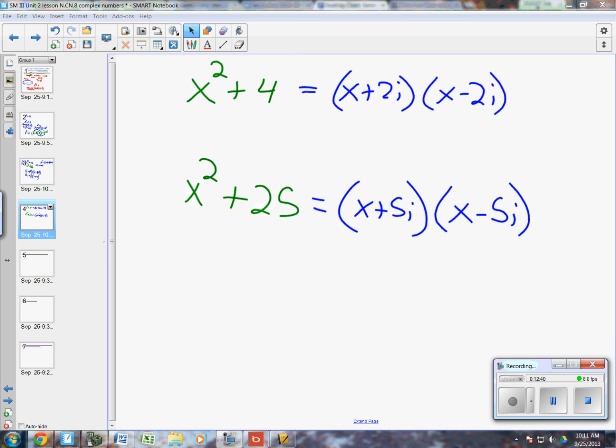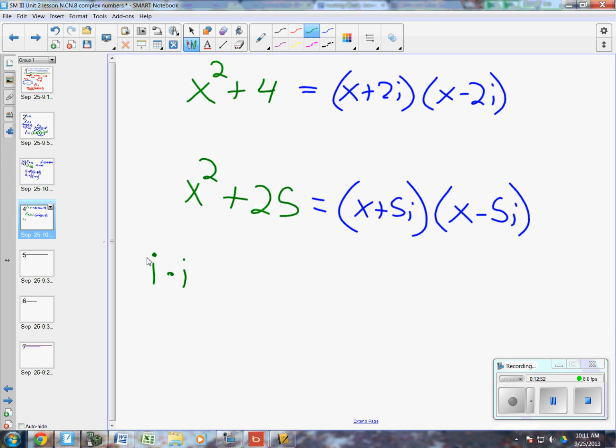Yes, Julie? What's i times i? i times i is the same thing as i squared, right? And remember, we learned that i squared is a negative 1. We learned that last year. Did everybody write down that i squared is equal to negative 1? You should have it in your notes somewhere.